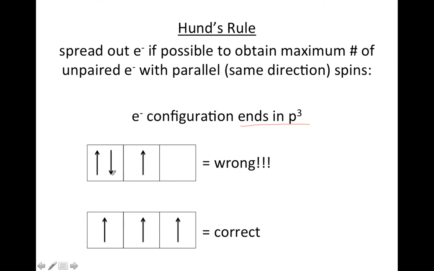So what you don't want to do is put two of them in the same box as a pair, and then put the third one in the next box and leave a box empty, because according to Hund's rule, we want to spread them out as much as possible. So we're going to put one in each box. And don't forget the rule that you want to make them all go in the same direction. So never pack them in and leave a box empty if you can spread them out, and be sure to point them in the same direction.